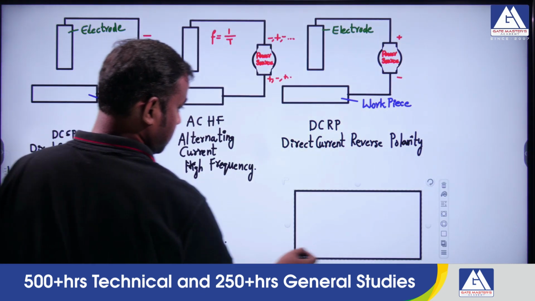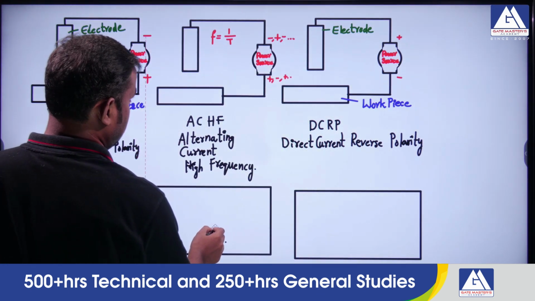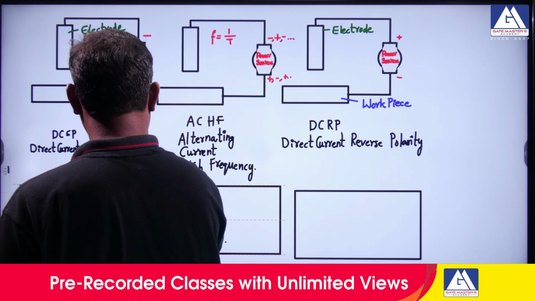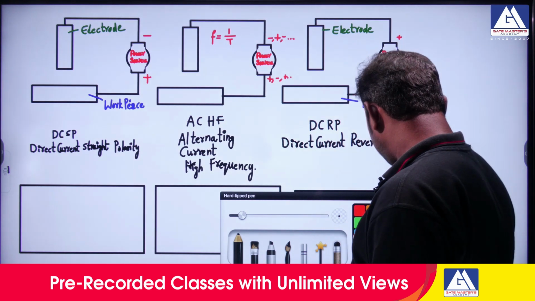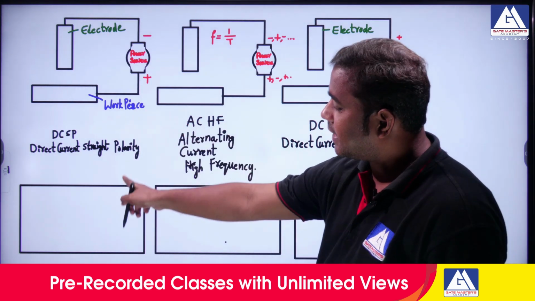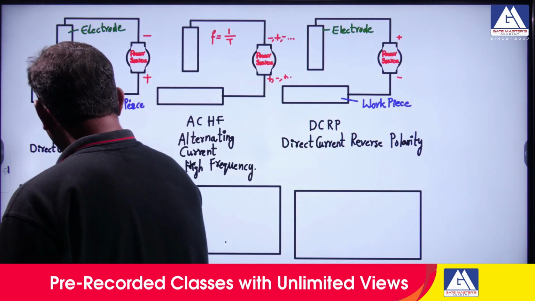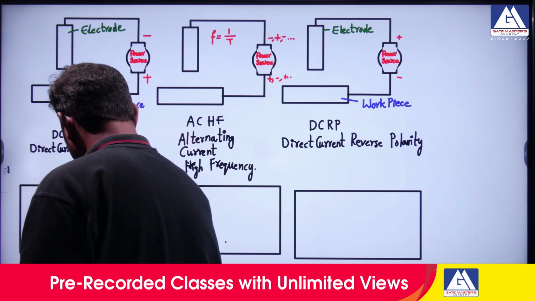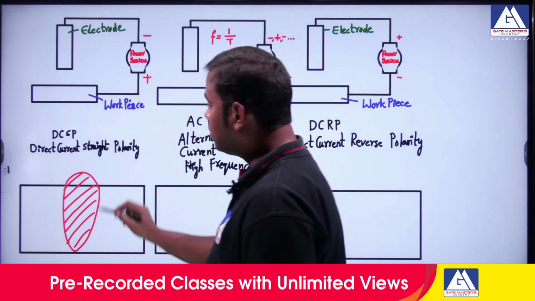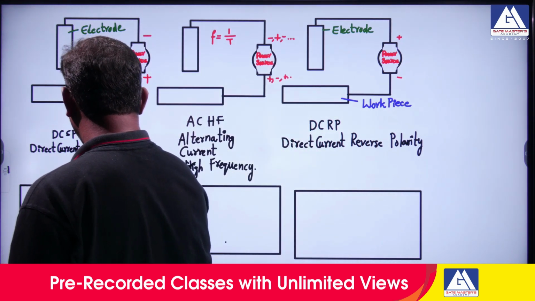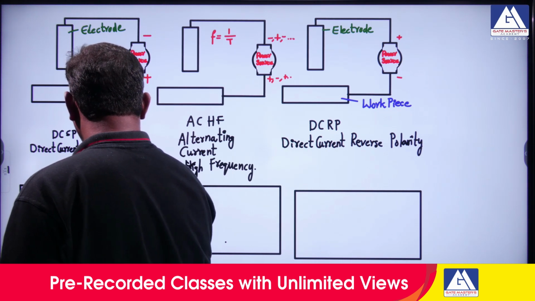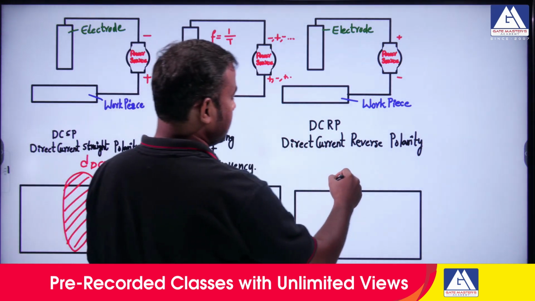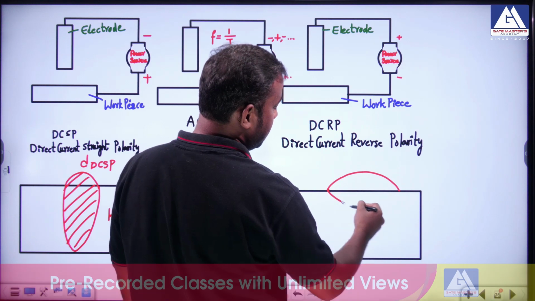okay. Just have a look at this diagram. In direct current straight polarity, you will observe that the weld pool will be like this. So we can call this the diameter of DCSP and the height of DCSP. Likewise here, if you look at this diagram, the diameter of this one and the height of this one.